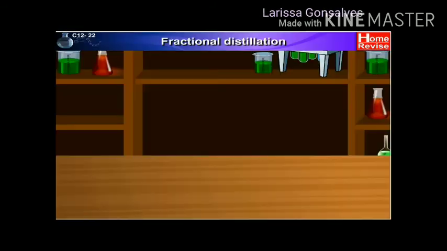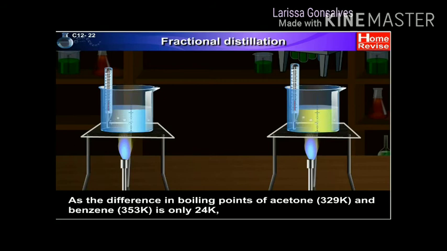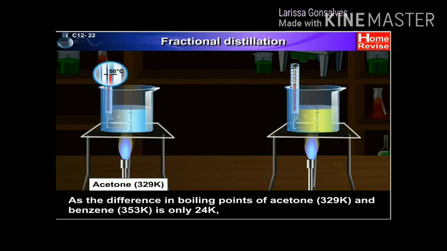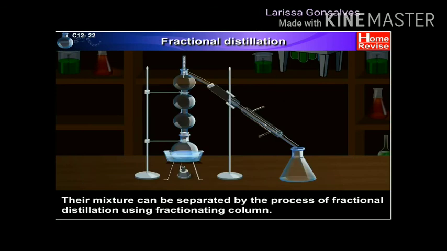Let's take an example. Separation of acetone and benzene by fractional distillation. As the difference in boiling points of acetone, whose boiling point is 329 Kelvin, and benzene, whose boiling point is 353 Kelvin, is only 24 Kelvin, their mixture can be separated by the process of fractional distillation, using fractionating column. Let's see how this can be done.